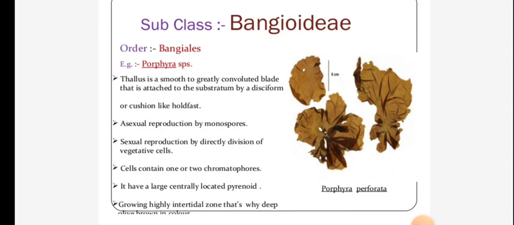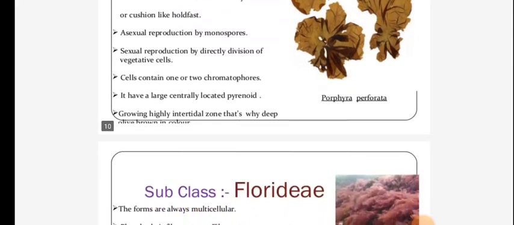It is generally occurring. The thallus shows asexual reproduction by monospores, and sexual reproduction by direct division of the vegetative cells. The cells contain 1 or 2 chromatophores, and have a large centrally located pyrenoid. They grow mostly in the intertidal zone, that is between the high tide and the low tide. So generally they grow there.